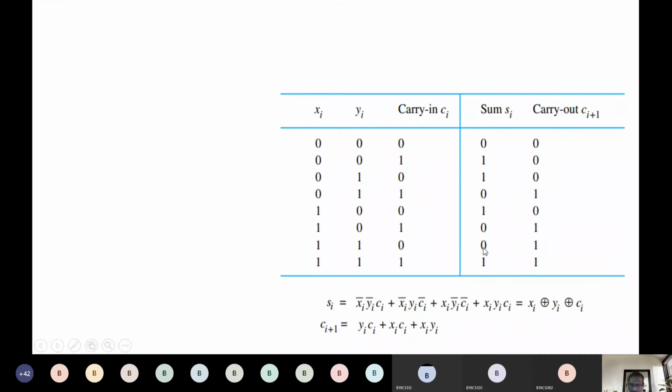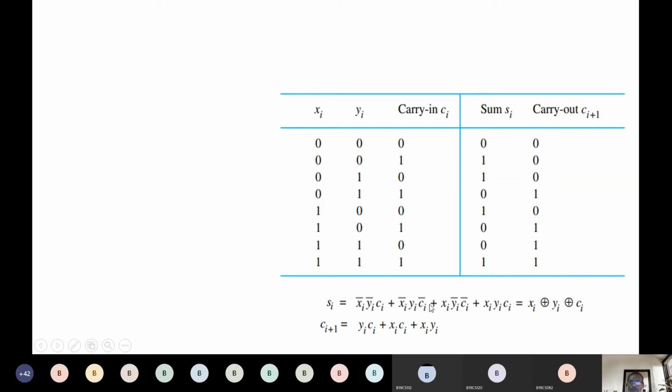And where else do we have the 1? Yeah, here we have 1. Here you can see all are 1s, so without bar, we write X, Y, C. Okay. So we have 4 ones here, here, here. So we got 4 terms, and we added all of them because it's a sum.